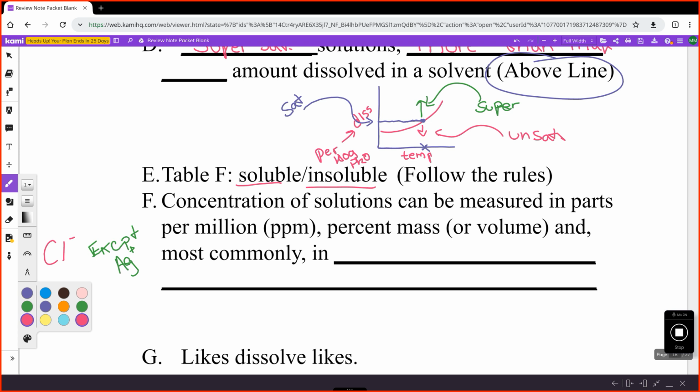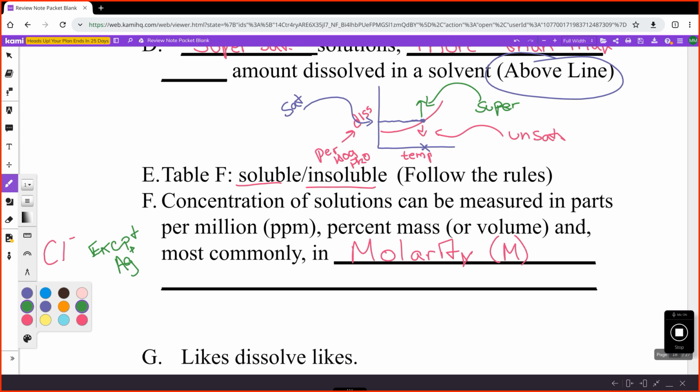Concentration of a solution can be calculated in multiple ways. Parts per million, percent mass, but most commonly and most confusing to most of us is molarity. And molarity is big M. All right, it is different from moles. You have to use moles to figure out molarity.